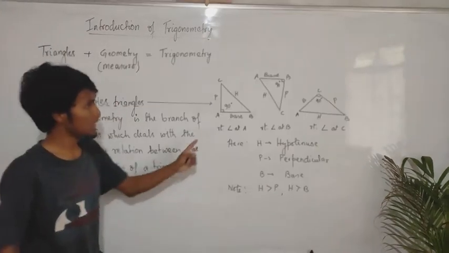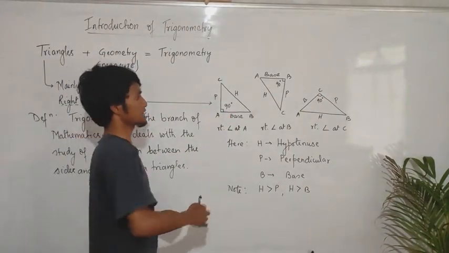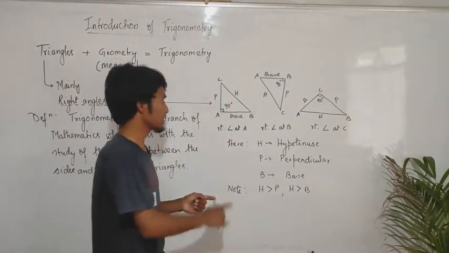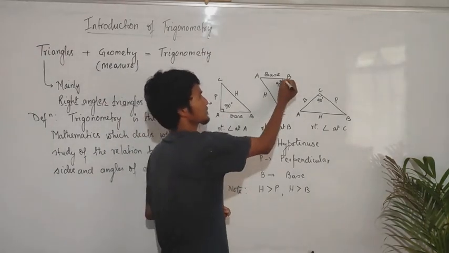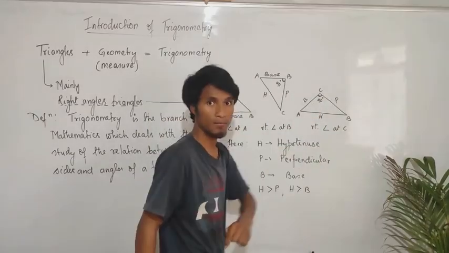Right angle triangles, everyone knows, we studied in class 9 and below, class 8, class 7. When one interior angle is 90 degrees, that will be called a right angle triangle. Now look, this one also has 90 degrees, and this one also. All these are right angle triangles.